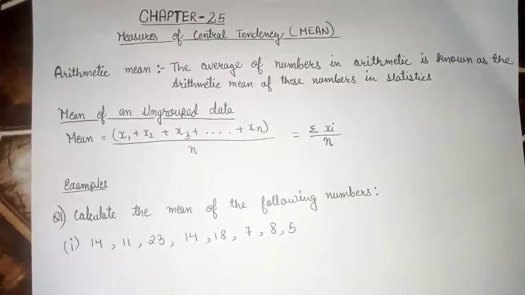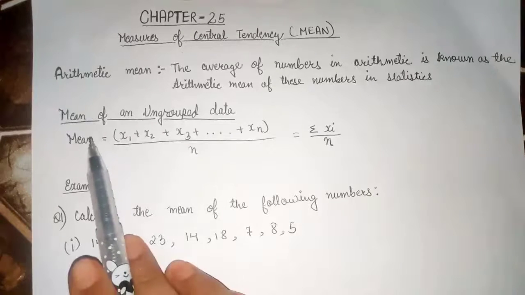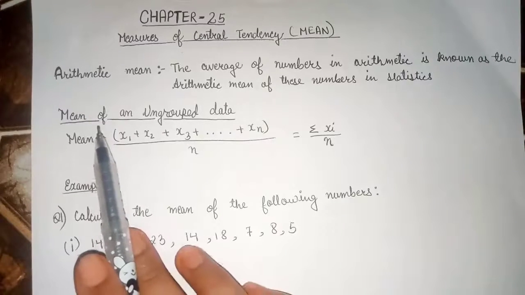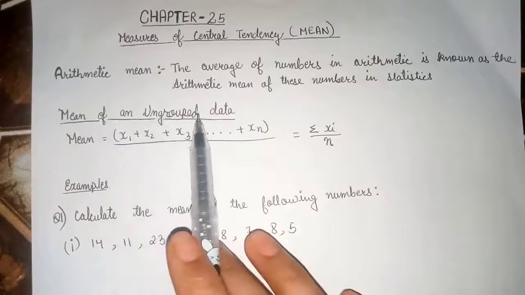Okay, so what do you mean by arithmetic mean? The average of numbers in arithmetic is known as the arithmetic mean of these numbers in statistics. So arithmetic mean is the average of numbers. First of all we will solve the mean of an ungrouped data.